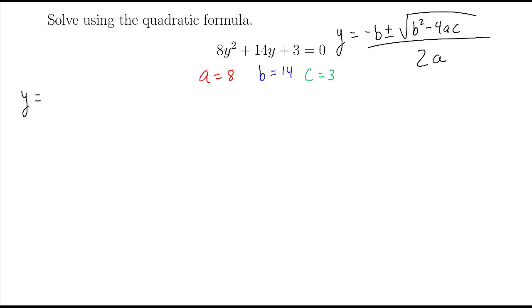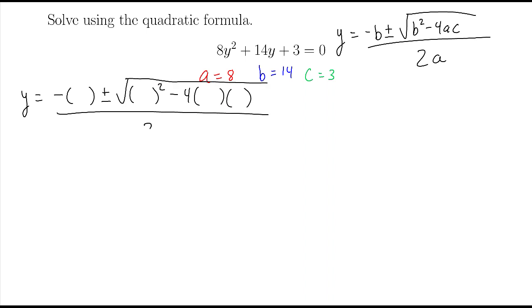Y is equal to negative b plus or minus the square root of b squared minus 4ac, all of this over 2 times a. Go through that again: negative b plus or minus the square root of b squared minus 4 times a times c, over 2 times a. Okay, so let's go ahead and just simplify that a little bit.